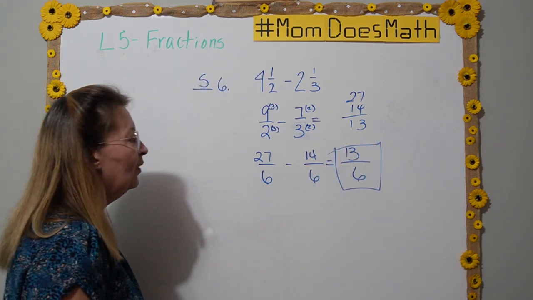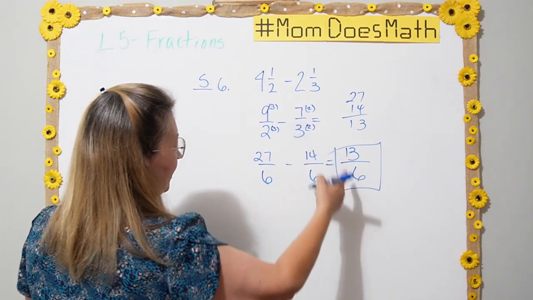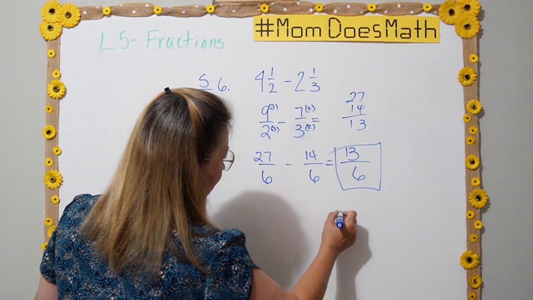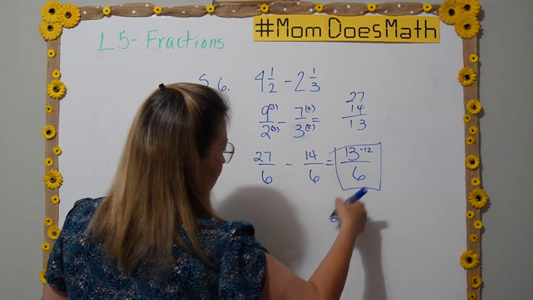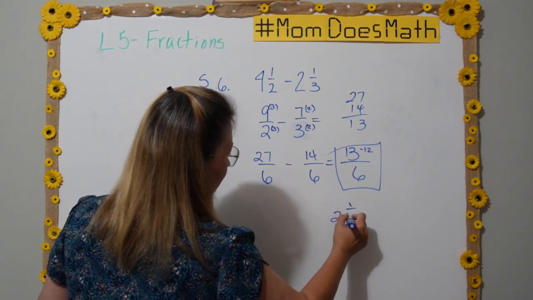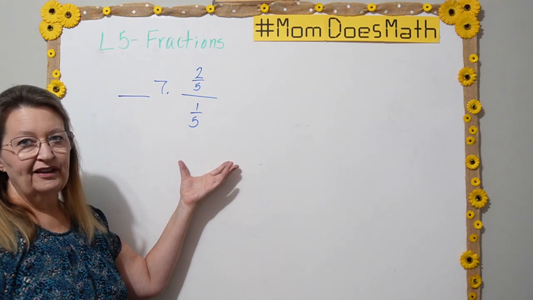Now, can you leave it that way? Yes. Or you can change it to a mixed number. How many times will 6 go into 13? 2 times. 6 times 2 is 12, so when you subtract these out, that leaves you 1/6. Okay, let's look at number 7. That looks scary, doesn't it?